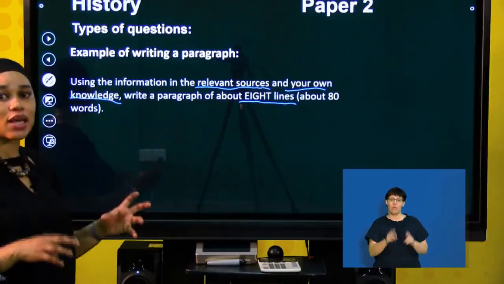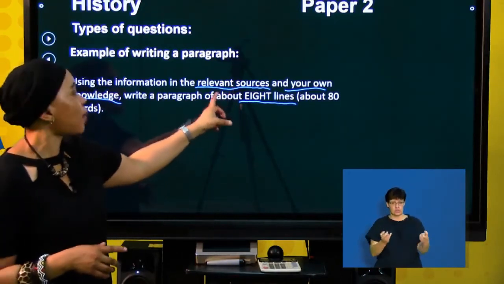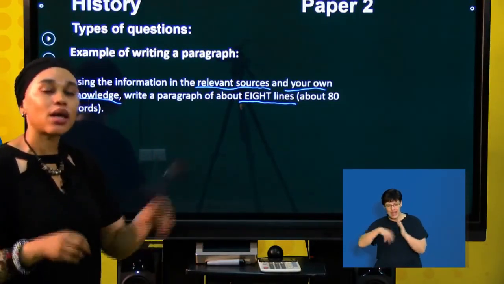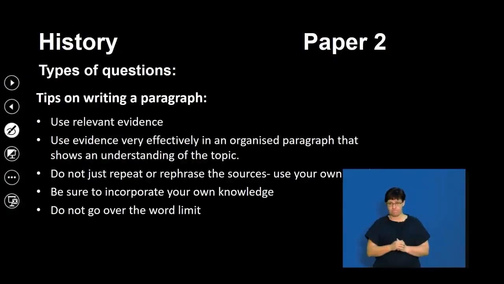So I hope that helps you understand how to answer paragraph questions. And you only choose the relevant sources. Don't just write a paragraph from all the sources that you've read. So it's very important to read and understand the question and then choose the relevant sources to help you answer that paragraph question. So when you're writing a paragraph, you have to use relevant evidence. Okay, you have to use evidence effectively in an organized paragraph that shows an understanding of the topic. Do not just repeat or rephrase the sources. You have to use your own words. That is very important.